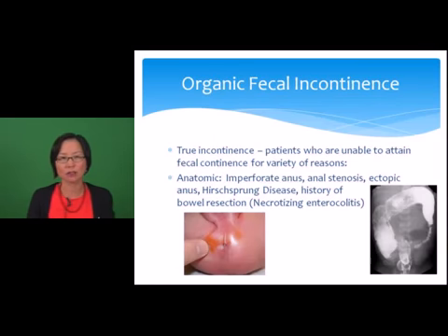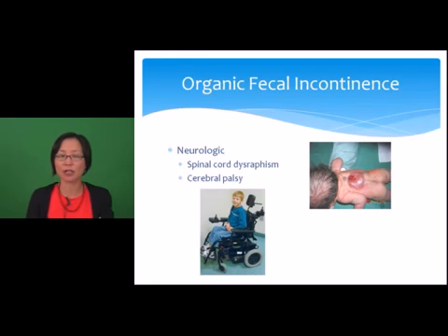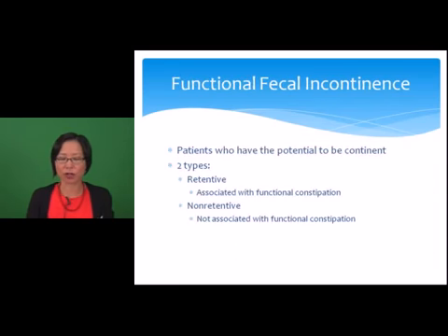Organic fecal incontinence, this is true incontinence. These are patients who really will never be able to attain fecal continence for a variety of reasons. Very commonly, it's due to anatomic problems, such as an imperforate anus, like is here in this picture, or Hirschsprung's disease, as you can see from the x-ray on the right. Patients that have neurologic disorders also have difficulty with fecal incontinence, such as kids that have cerebral palsy or children that have spina bifida.